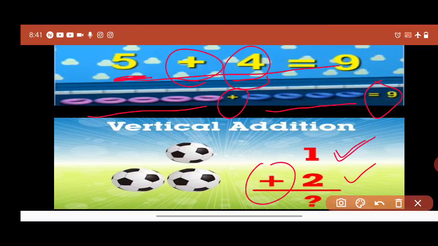Understood? So over here you can see there is 1 football and over here there are 2 footballs. So in all, how many footballs, you tell me? Yeah, there are 3 footballs.